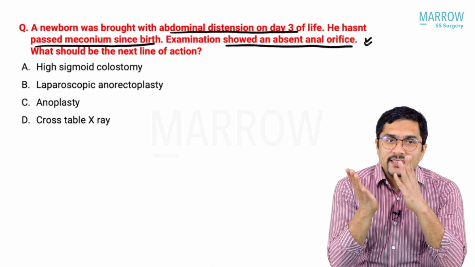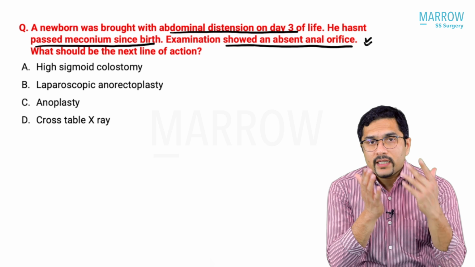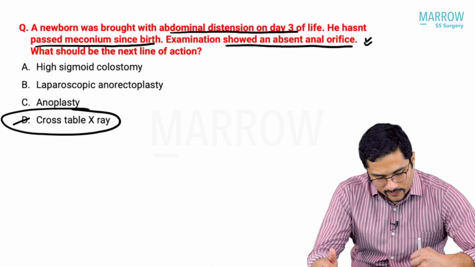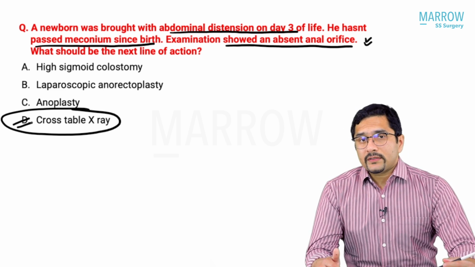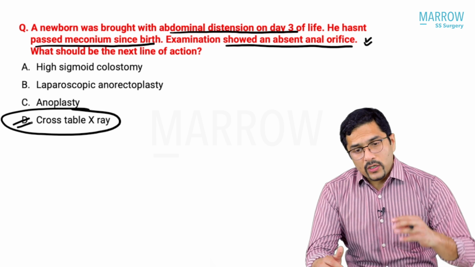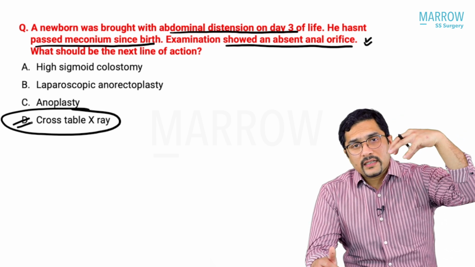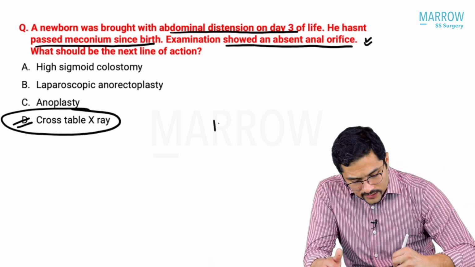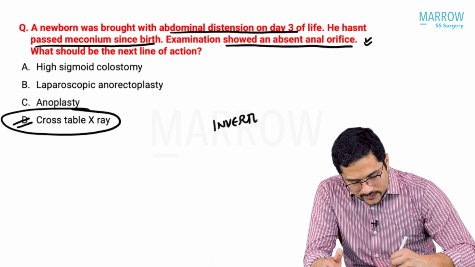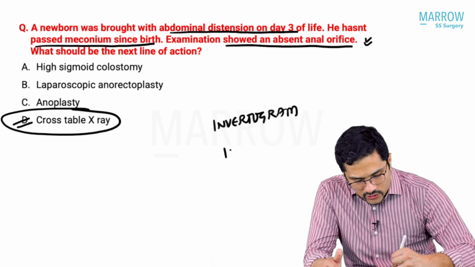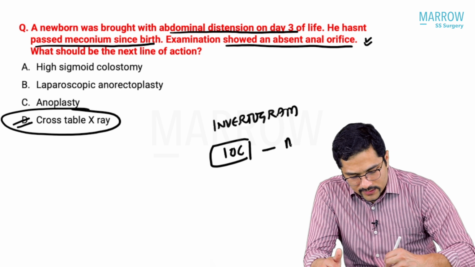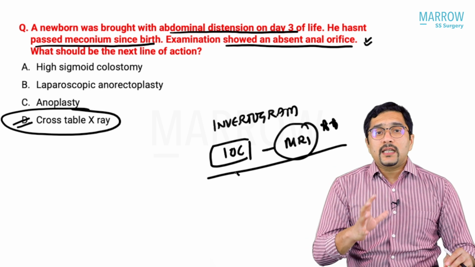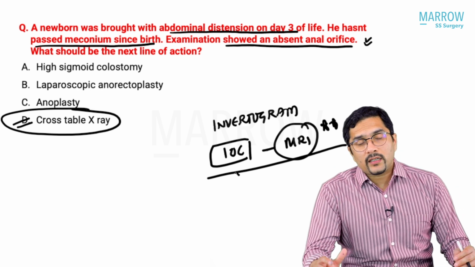So, I've just explained to you this is anorectal malformation, and whenever you get a child with anorectal malformation, the first thing which we do is a cross table X-ray, right? Because that will show till what level the gas or the air shadow is reaching, right? Earlier we used to do invertograms as well, but the investigation of choice for anorectal malformations these days is a contrast MRI. MRI gives the best anatomical delineation in patients with anorectal malformations.